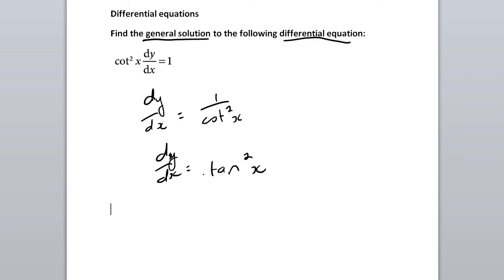Now what I want to do is find the general solution. In other words, I want to find the original equation in terms of y. So I want to integrate on both sides in terms of dx. If I integrate the left hand side, I'm going to get y. y is equal to the integral of tan squared of x dx. But I cannot integrate tan squared of x.